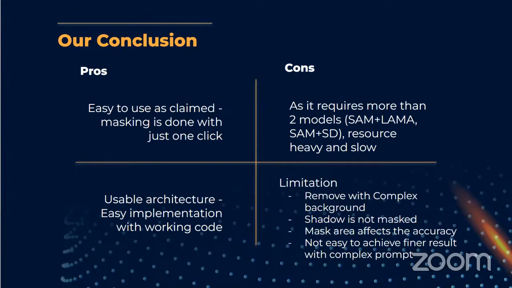The cons of this approach: first, it requires heavy computation resources because it needs two models at once for each task, SAM and Llama, or SAM and Stable Diffusion. So for the fill and replace anything tasks, it took over 30 minutes to generate the result.